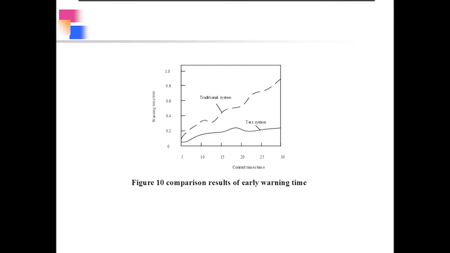3. Comparison of warning time. Analyzing Figure 10, it can be seen that when the number of early warnings is 10, the early warning time spent by the traditional system is 0.11 second, and the warning time spent by the system in this paper is 0.08 second.